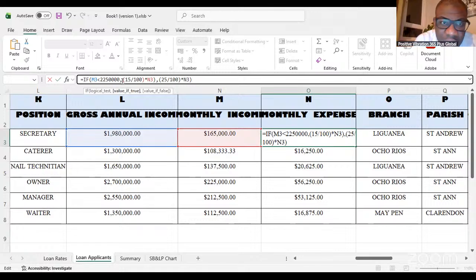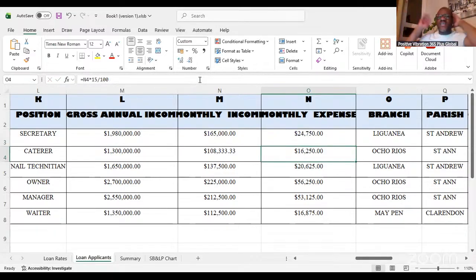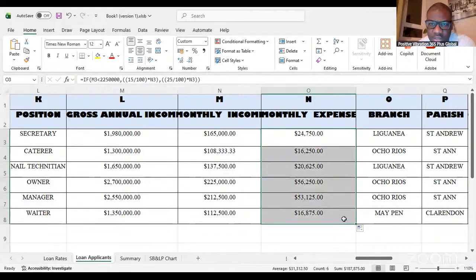Let me do that. I'll put a bracket right there. And then another bracket here to close that bracket. And then this last bracket needs to close. So finally, there you go. So that's how that formula should work, because you need to show that you're checking if it's less than.